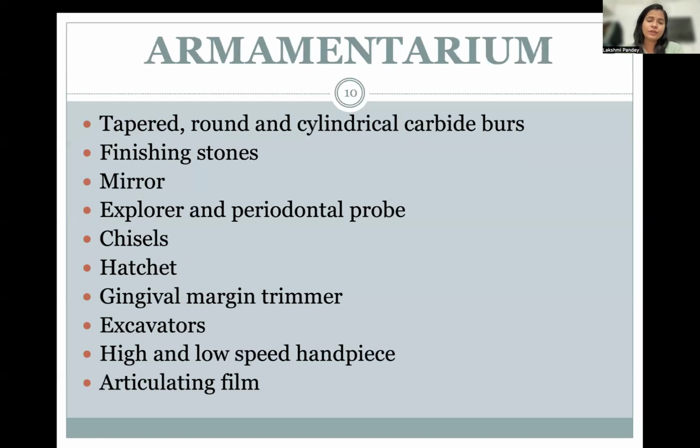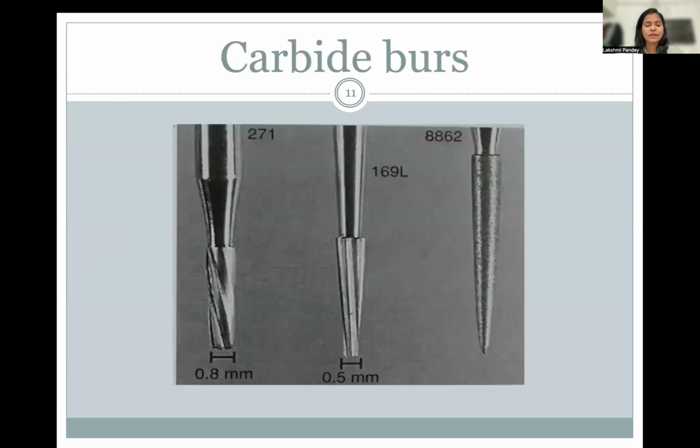Armamentarium. When you go for cast metal restoration, tapered, round, or cylindrical carbide burs are used, finishing stones, mouth mirror, obviously, explorer, periodontal probe, chisel, hatchet. GMTs are needed for marginal trimming, giving proper form. Excavators, high and low speed handpieces, and articulating film.